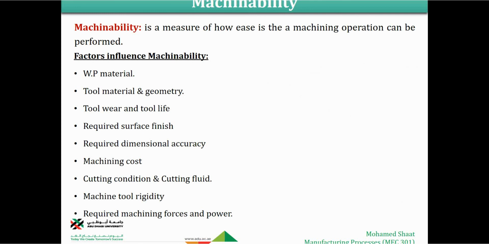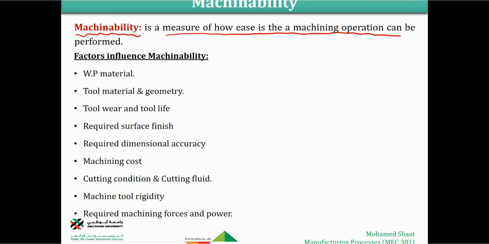Make sense? Another thing that we should understand about the machining operation is the machinability. What does it mean, machinability? It is how easy we can perform the machining operation. This is the machinability of the machining operation. And the machinability depends on so many factors. It is not just one factor that would enhance the machinability or would badly affect the machinability.